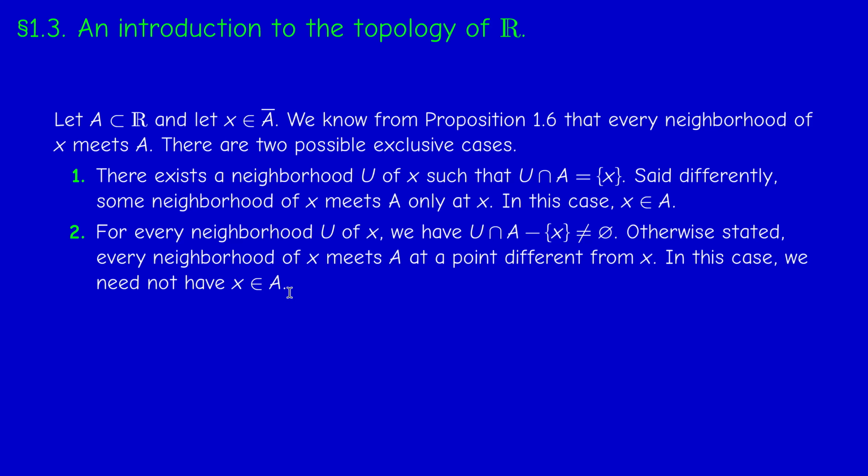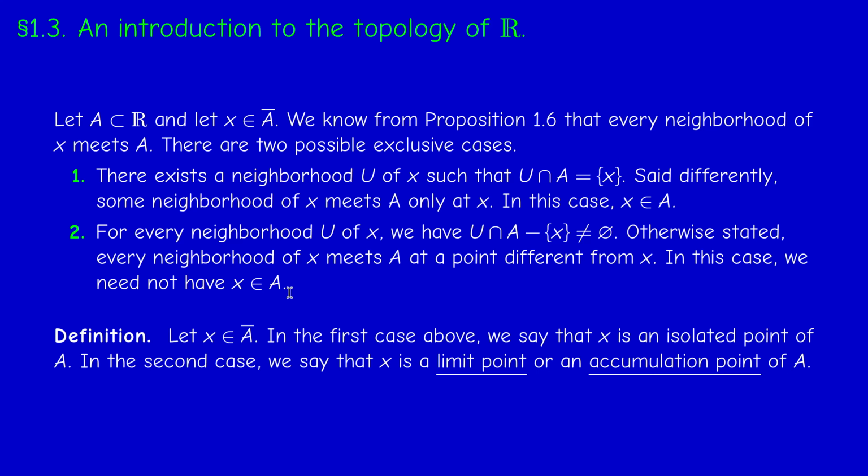Now I can give the following definition. In the first case, we say that x is an isolated point of A. In the second case, we say that x is a limit point or an accumulation point of A. Okay. Let us give some examples.